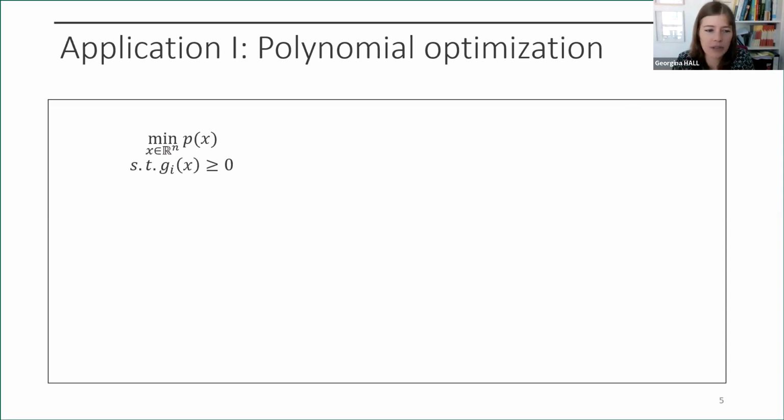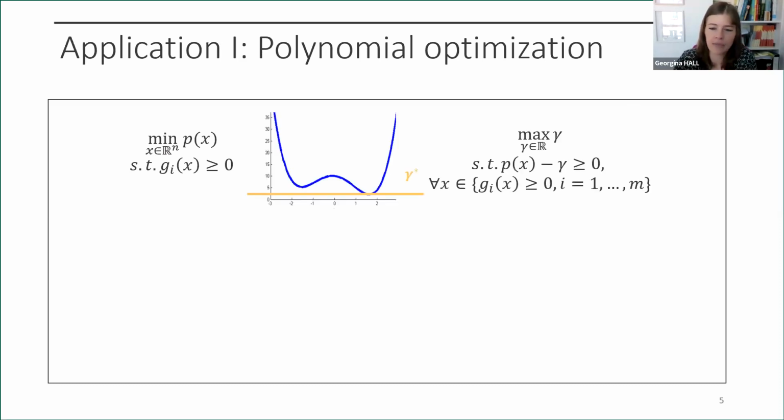So if you're trying to minimize a polynomial such that some polynomial inequalities hold, like what you see here, minimizing P of x such that Gi of x is non-negative, then you can rewrite this as finding the largest lower bound. So finding the maximum gamma such that P of x minus gamma is non-negative for any x over this set. And this problem here is exactly of the type that we saw before.